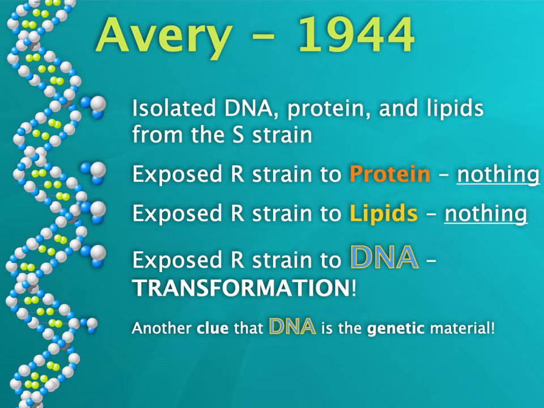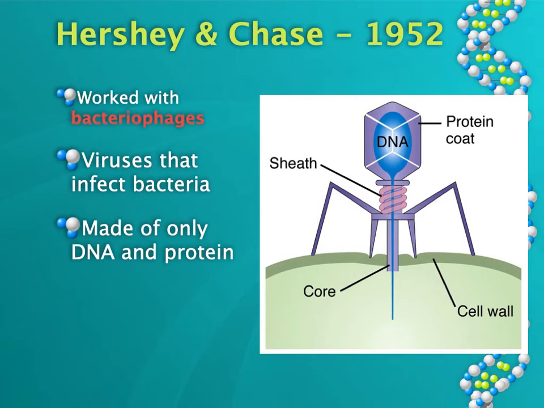That takes us to Avery in 1944. Avery then worked on what Griffith did, and he's trying to figure out what was causing it. So he said, well, is it the protein? He put proteins in with the R strain and got nothing. Was it the lipids? Put those in with the R strain and got nothing. So then he put the DNA in and he got transformation. And this was another clue that DNA is the genetic material.